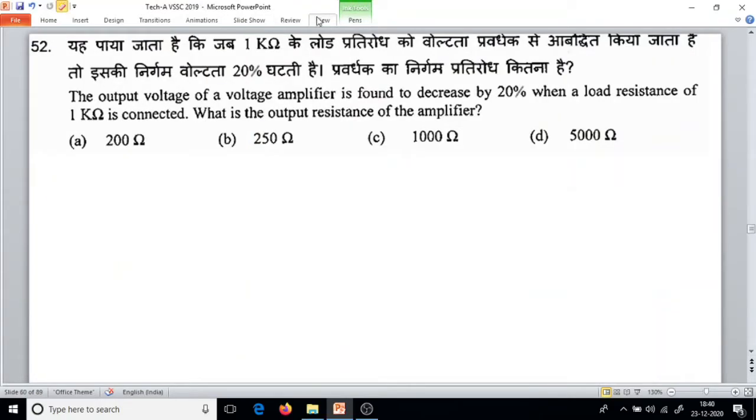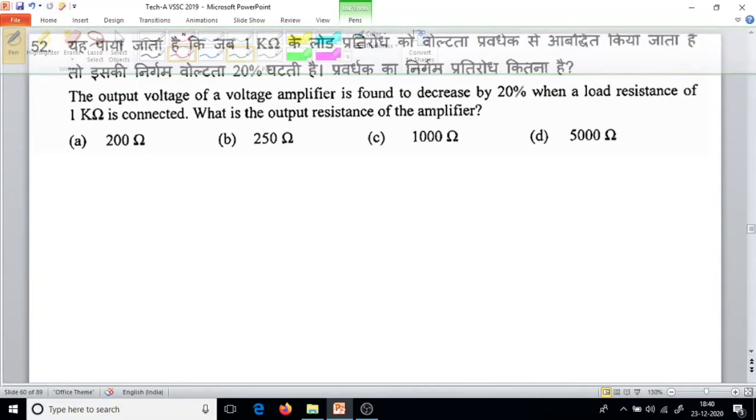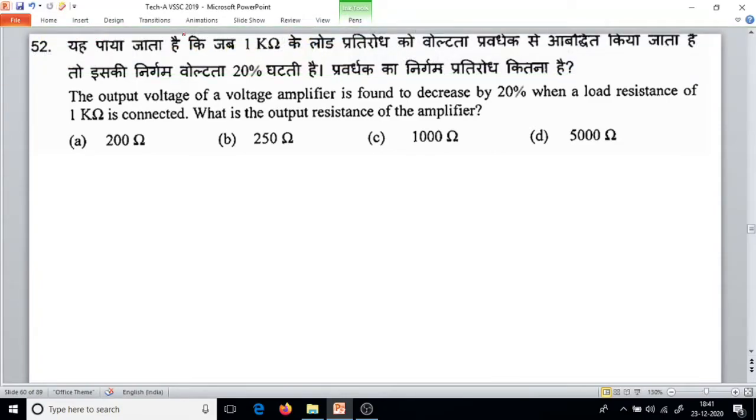So guys, question number 52. When the output of a voltage amplifier is found to decrease by 20% when a load resistance of 1 kilo ohm is connected, what is the output resistance of the amplifier?